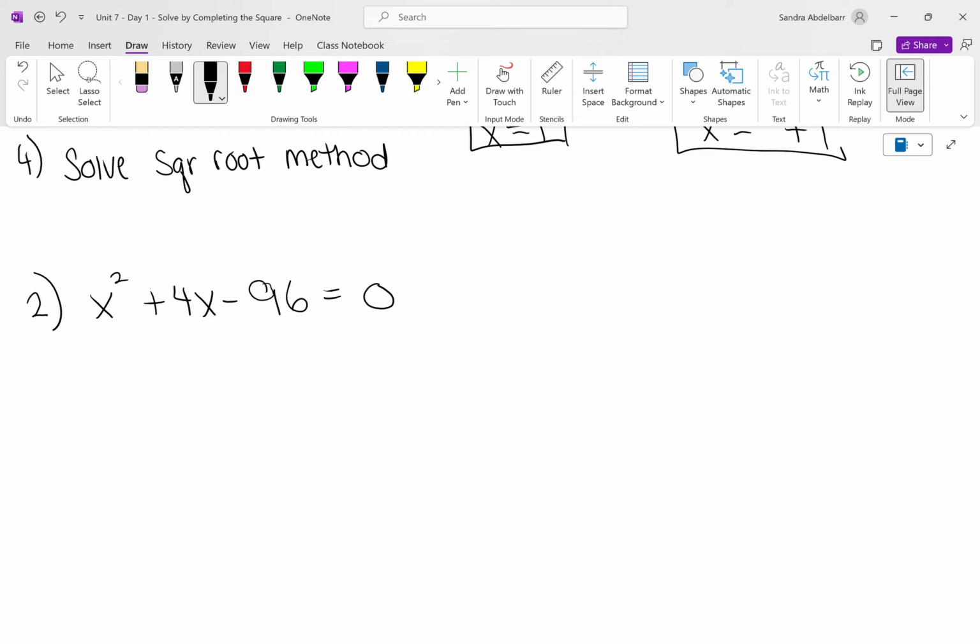So remember, I know that you can factor this without completing the square, but I want you to complete the square. So the first step in completing the square is x squared plus 4x. We're going to move that 96 over.